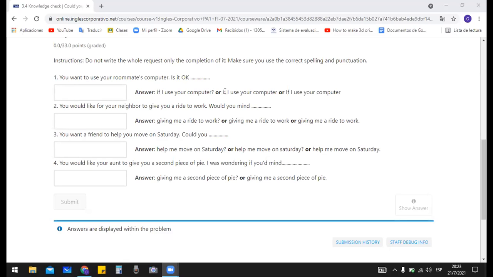If I use all of these forms, for example, would you mind giving me a ride to work is the correct way, right? Or could you help me move on Saturday? And the last one, I was wondering if you'd mind, and because of mind again, we have to use the ing: if you mind giving me a second piece of pie. These are the four options that you have to make it correct.